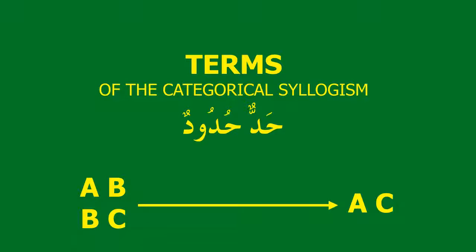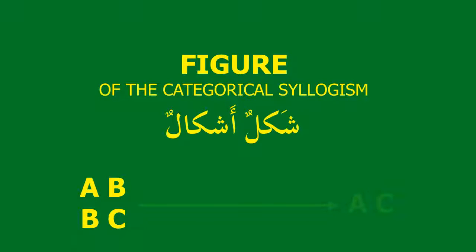The plural of had is hudud. The form, the arrangement of the terms of the argument A, B, B, C, this is called the figure of the categorical syllogism, and we'll see shortly that the categorical syllogism can have 4 different figures, because the terms can be arranged A, B, B, C, or they could be arranged A, B, C, B, or they could be arranged B, A, B, C, or a 4th way. So the way in which the terms are arranged, that is called the figure of the categorical syllogism.